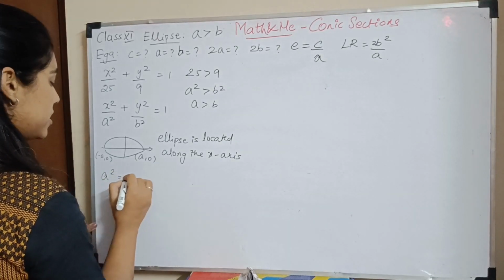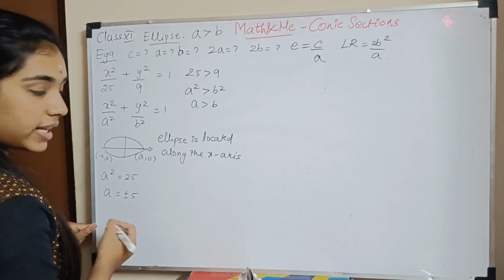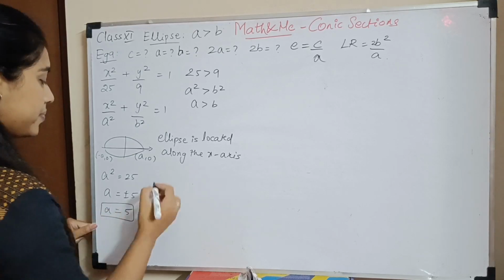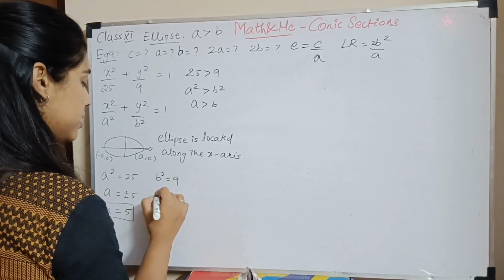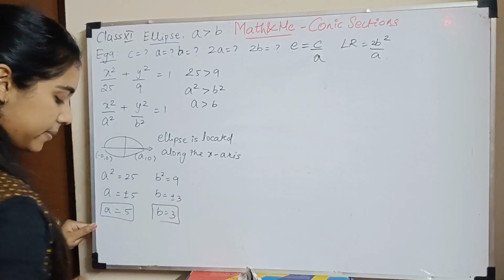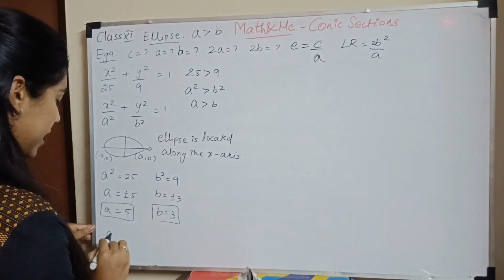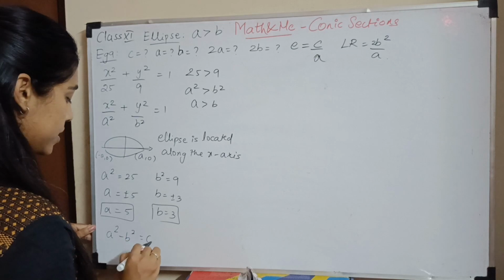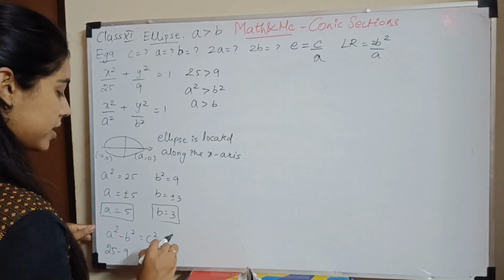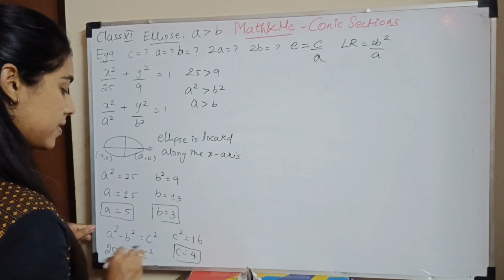Now a square equals 25, which means a is plus or minus 5. You omit the negative value because the distance cannot be negative. So a equals 5. You found the value of a. Now b. B square equals 9. B equals plus or minus 3. Taking only the positive value, b equals 3. Now what is the relationship between a, b, c for an ellipse? A square minus b square equals c square. Substitute: 25 minus 9 equals c square, which means c square equals 16, c equals 4. So now we found the c value.